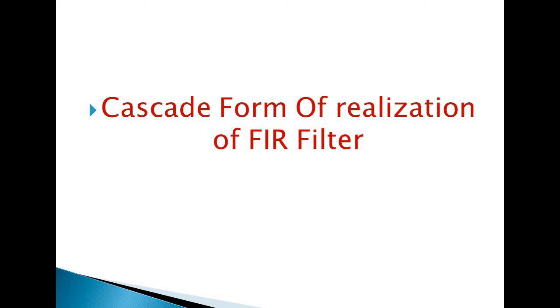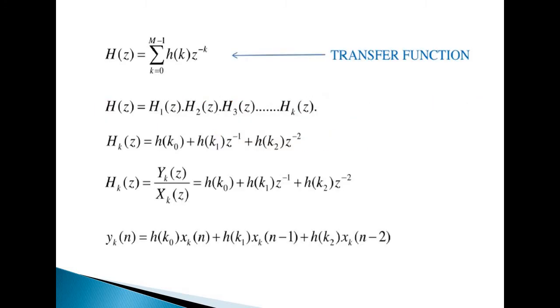Now, the cascade form of realization. The transfer function h of z is equal to the summation of h of k z raised to minus k. H of z may be h1 of z, h2 of z, h3 of z, and so on up to hk of z, where hk of z is h of k0 plus h of k1 z raised to minus 1 plus h of k2 z raised to minus 2. Then yk of n is h of k0 xk of n plus h of k1 xk of n minus 1 plus h of k2 xk of n minus 2.